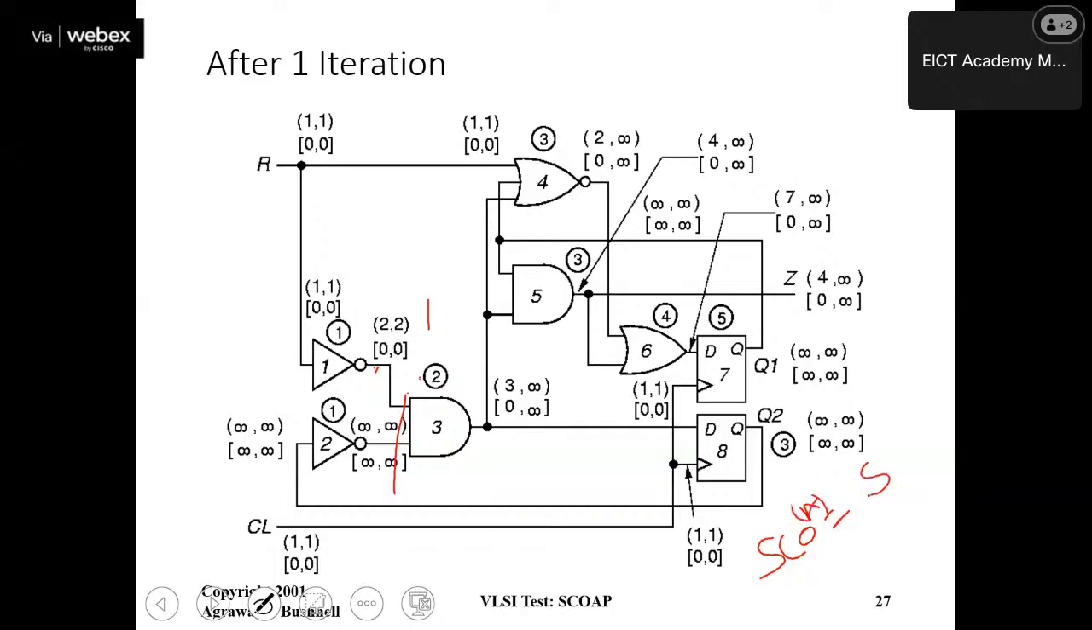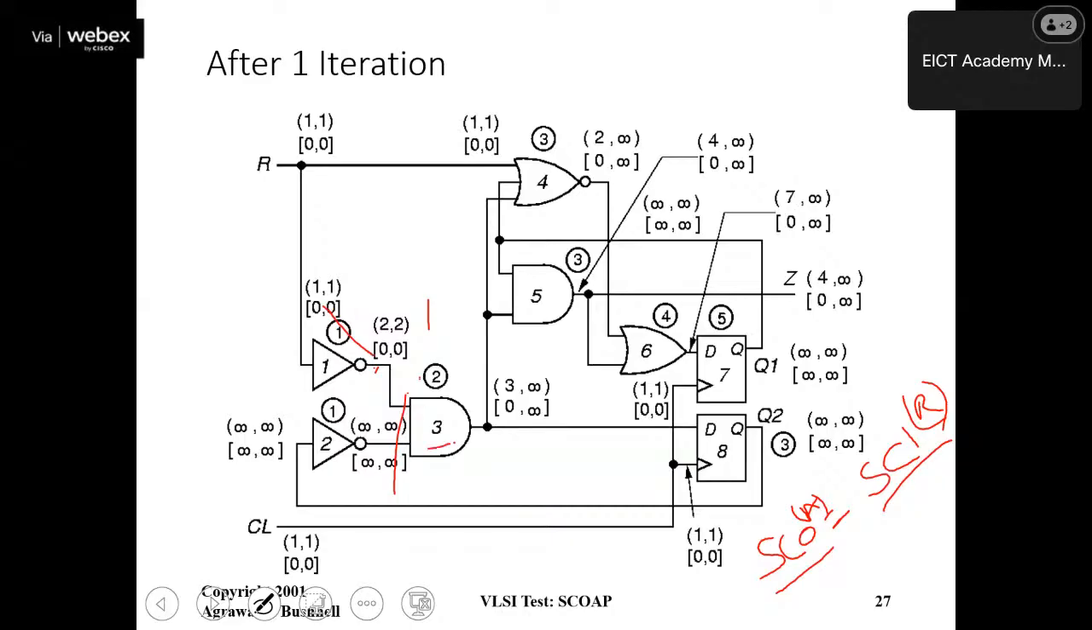So sequential controllability of 1 at the input. Let's say input is R and nothing plus. So that was 0 only, right? Because an inverter is a logic gate. It is not a flip-flop. So that's what SC0 of A is equal to SC1 of R. So these are interchanged, but this will remain the same.